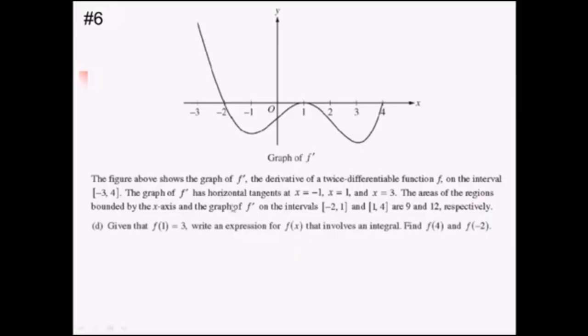For number 9, this is part D of an open response problem where we have the graph of f prime, which is twice differentiable. They've told us some stuff about horizontal tangents that we're not actually going to need in this part of the problem. They did tell us the areas of the regions here and here are 9 and 12 respectively. So we've got 9 over here, 12 over here.